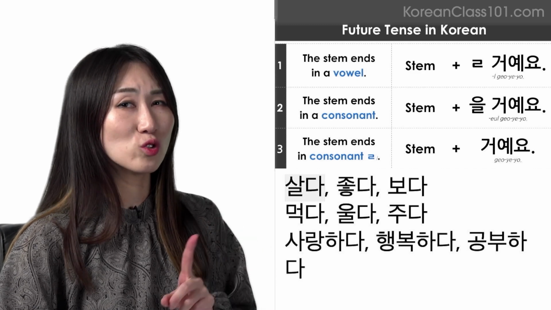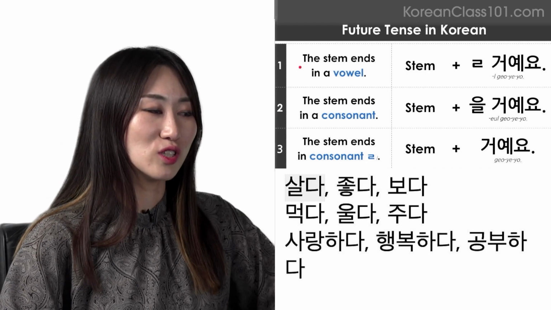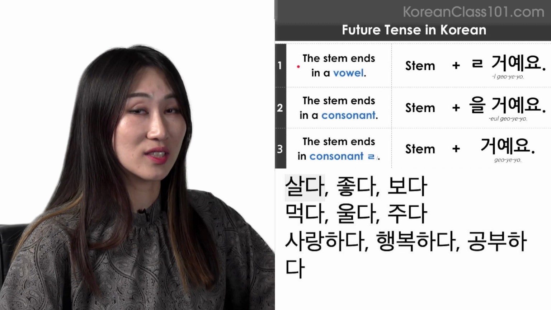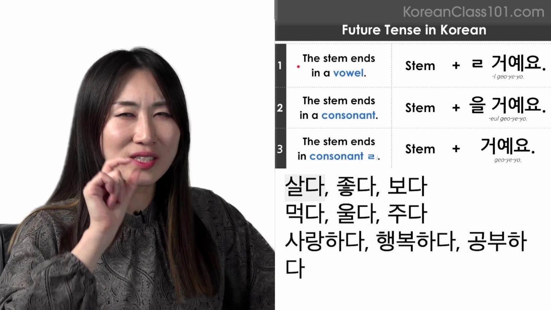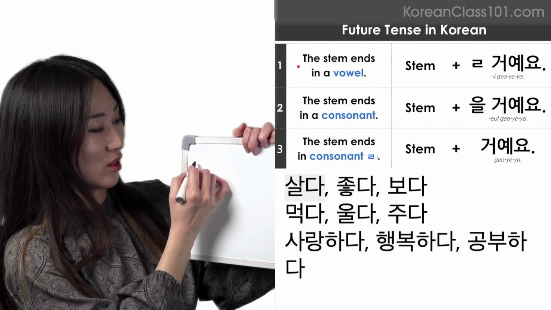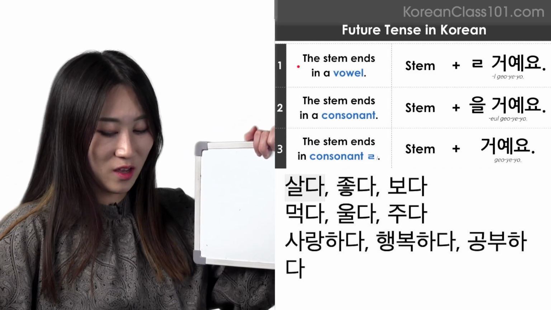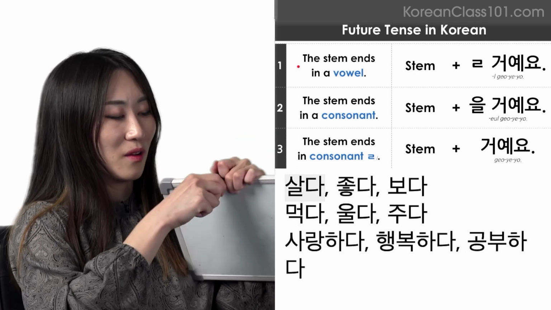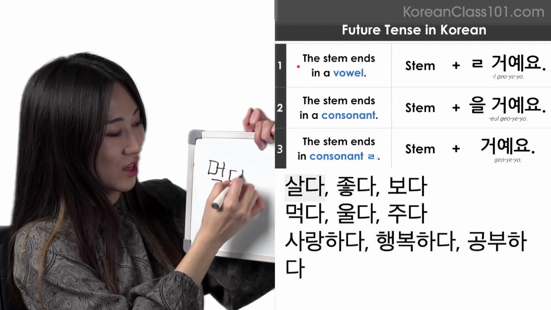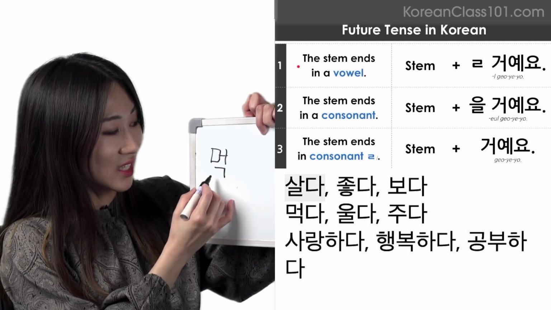And actually, future tense is easier than present tense and past tense. So you just need to see if there is any 받침 or last consonant in the stem. For example, let's use my favorite verb, which is 먹다. 짠, 먹다. So always remove 다 at the end and see.